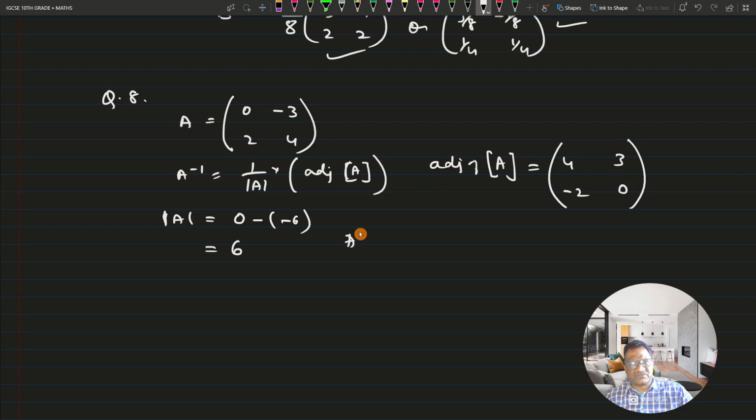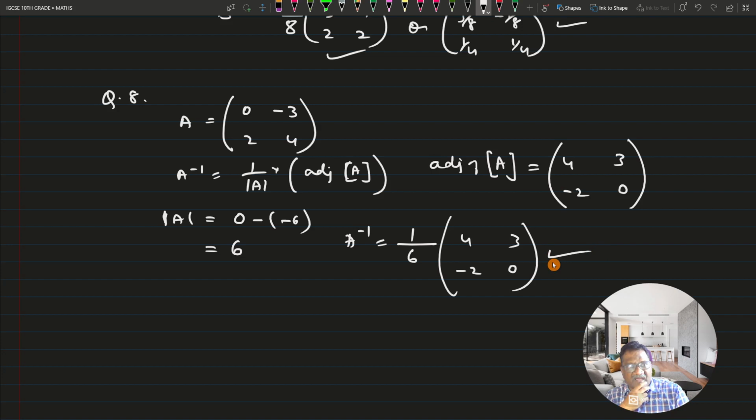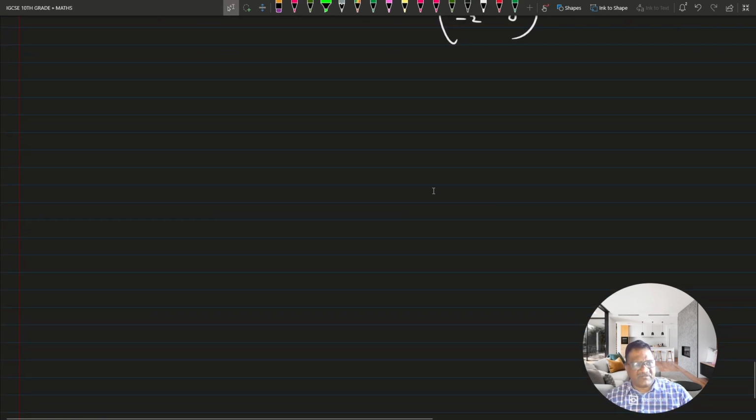Now A inverse will be equal to 1 upon determinant of A, which is 6, times the adjoint of A, which is [4, 3; -2, 0]. So this has to be the answer. Now let me check the answer behind, and the answer for question number 8 is 1 by 6 times [4, 3; -2, 0], which is absolutely correct. Now quickly let us move on to question number 9.